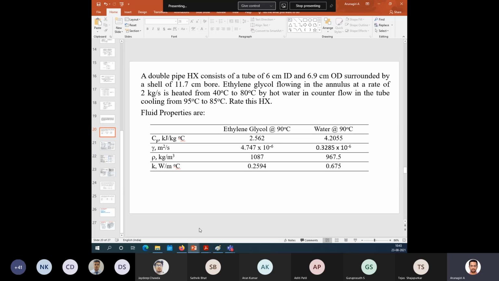So that is the thermal design. Once you are satisfied with the thermal design, we can go to the hydraulic design. We have to check the pressure drop on the shell side and tube side, and that the pressure drops are within limit.